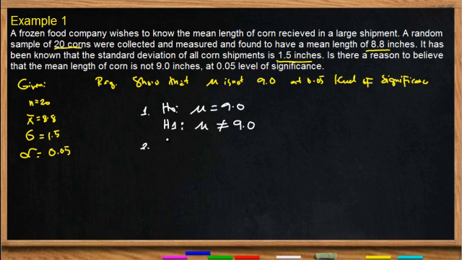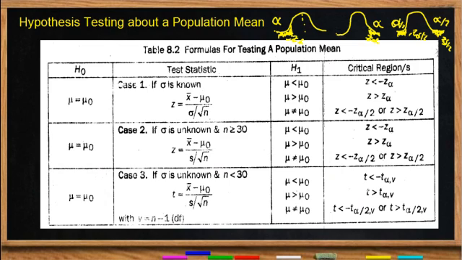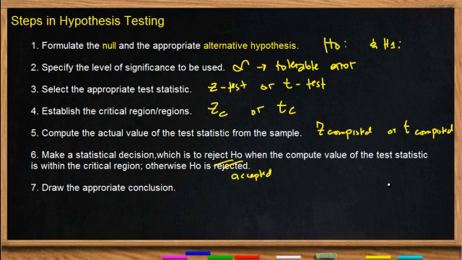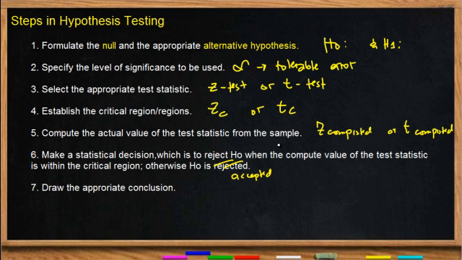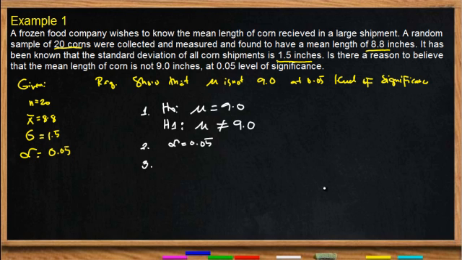Second step, unsa ang second step? Specify the level of significance to be used. So specify alpha is equal to 0.05. Then number 3 is select the appropriate test statistic. Unsa man ni? Kabalo man ta nga sigma is given. Kung sigma is given, z test na siya. Z test, and unsa ang formula sa z?